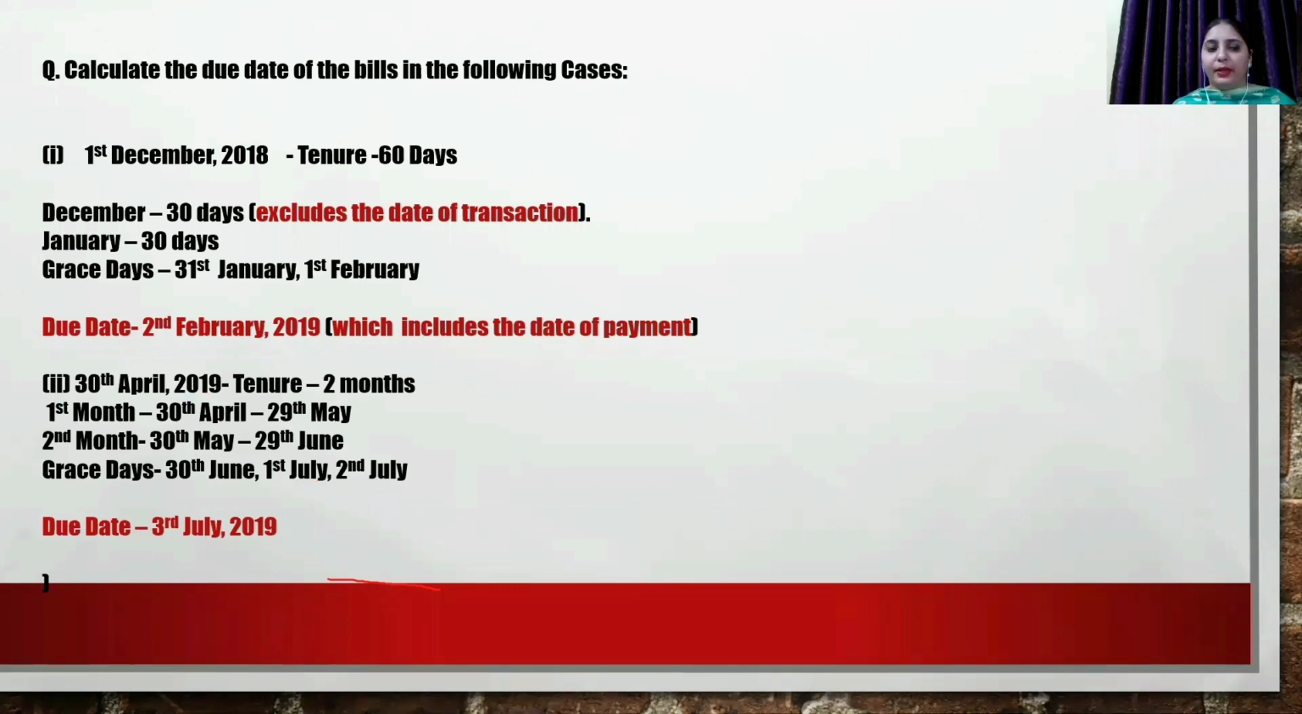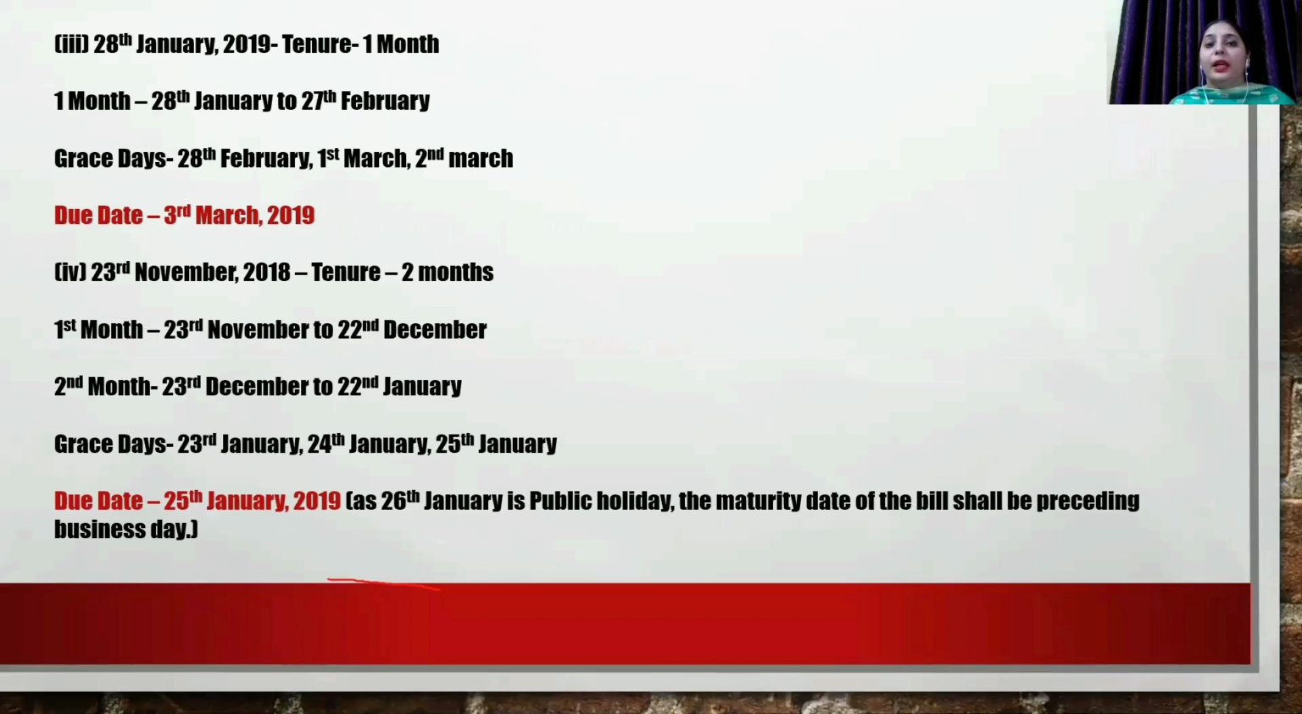Coming to our next part, the third part. Now the date is 28th January and we are given a tenure of 1 month. So if we calculate a month, it will start from 28th of January and it will get over on 27th. Here we have to take care that if it is a leap year, we'll get one more day here. Here it is not a leap year, so we have only got the last date as 28. But if it is a leap year, you will also get a day, 29th February.